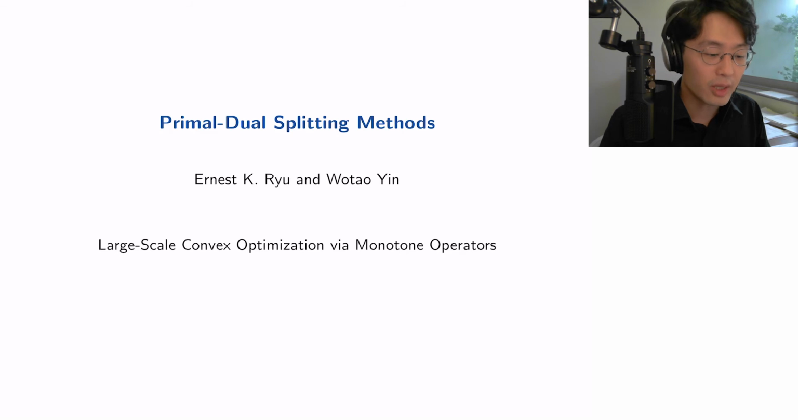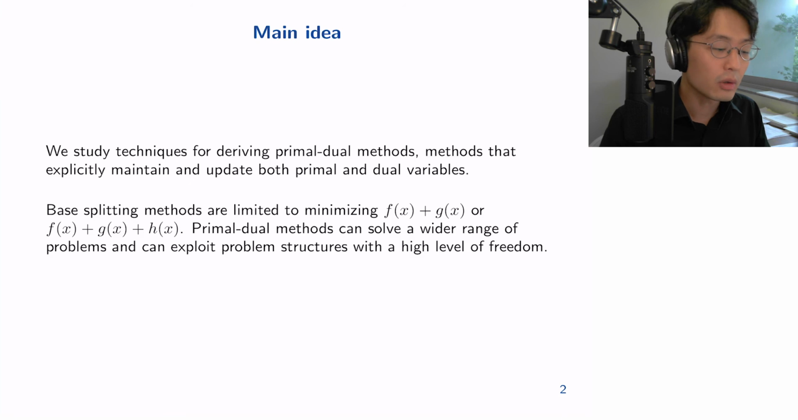Let's start Chapter 3, Primal Dual Splitting Methods. The goal of this chapter is to study techniques for deriving primal dual methods. Primal dual methods are methods that explicitly maintain and update both primal and dual variables for the primal dual optimization problem pair.